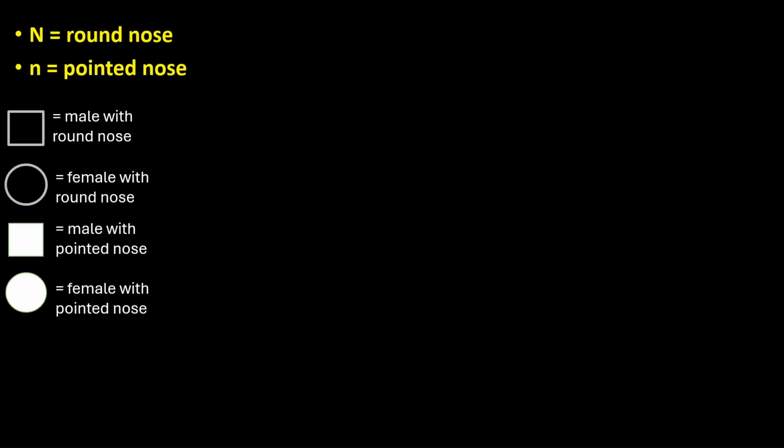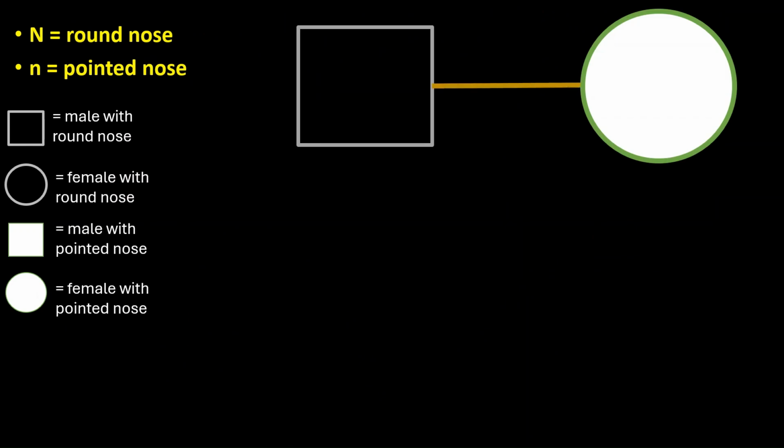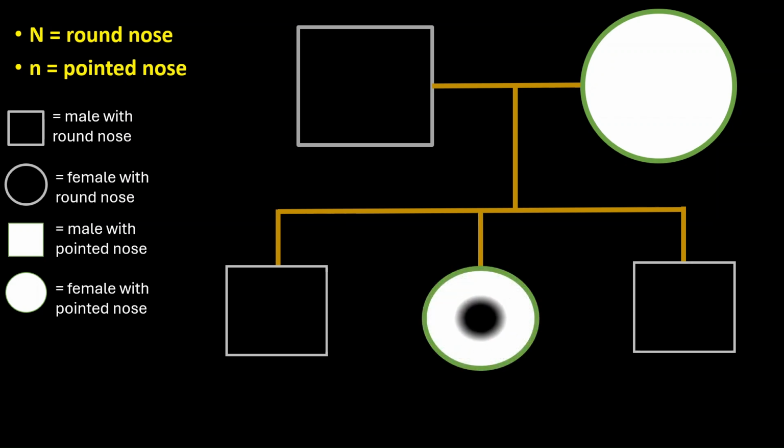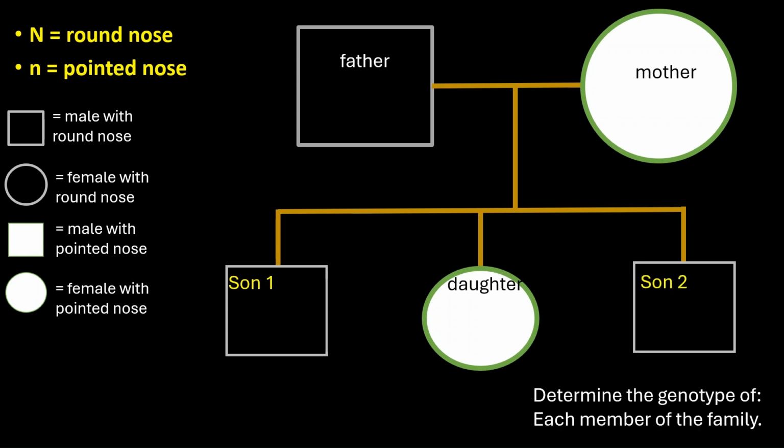And then we go to another situation here. We are dealing with noses here. That is a man with round nose and a woman with pointed nose. They produce a child. The first child was a male with round nose, and then another child, a male with round nose, and a female with a pointed nose. So we have been given capital N for round nose, small letter n for pointed nose. So that's father, mother, son one, daughter, and then son two. What do you do? Determine the genotype.